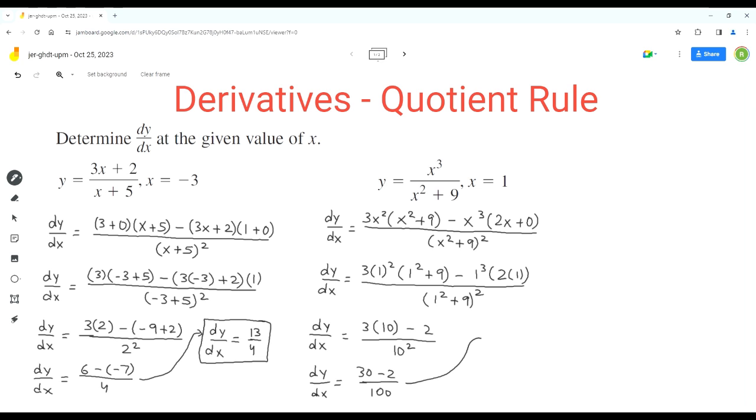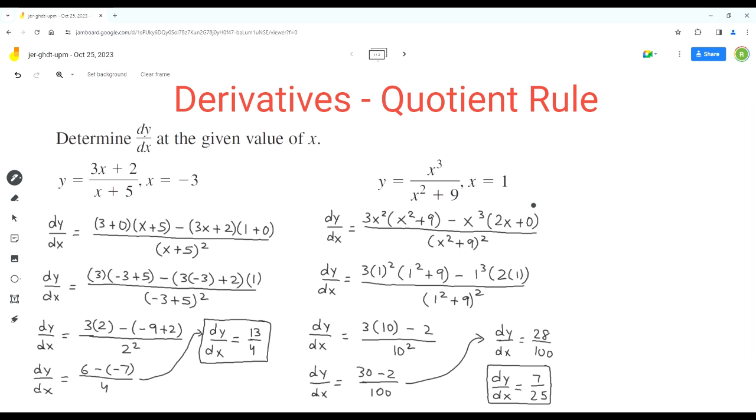Now we can simplify the numerator further. So dy over dx equals 28 over 100, which can be reduced to 7 over 25. So this should be the final answer for the value of dy over dx for the second function at x equals 1. So these are the steps you have to keep in mind to solve a problem like this one.